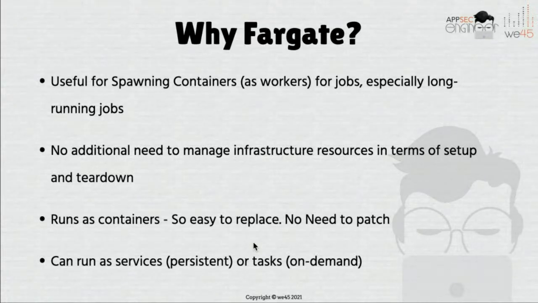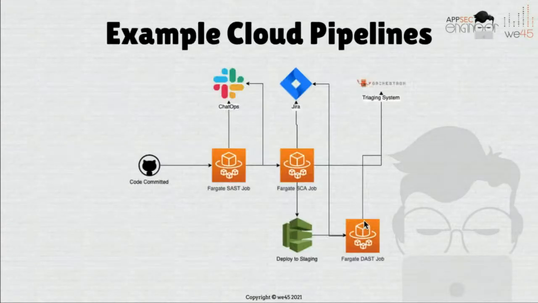So again, you can either run this as a service, which is going to be persistent, or you can run this as a task, which is going to be on demand. An example which we have right here is as soon as a developer commits code to Git, since it's an event, a commit or push is going to be an event, we can go ahead and trigger a SAST job, which is going to be running in a Fargate container.